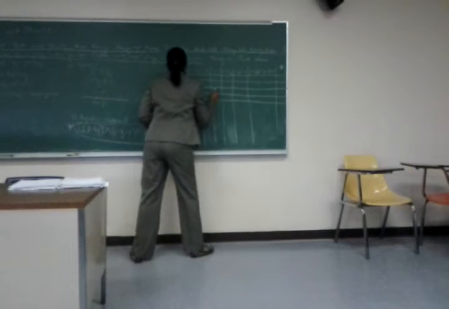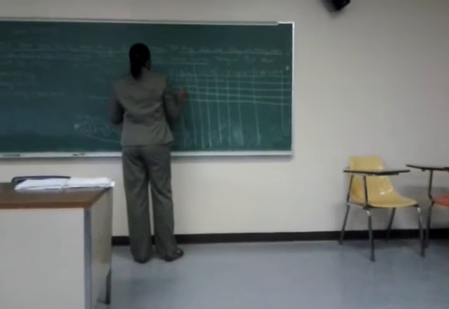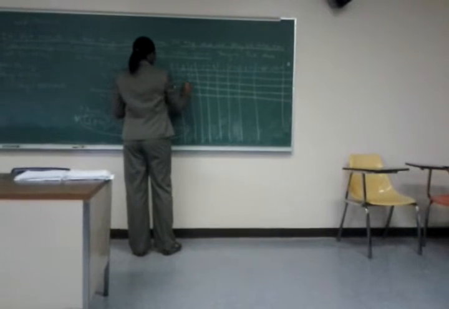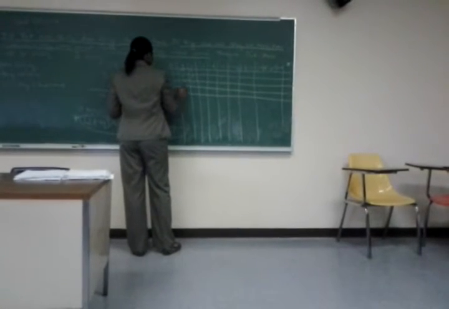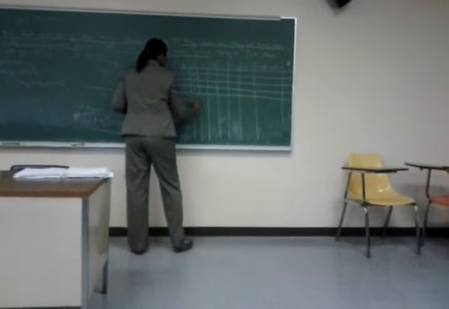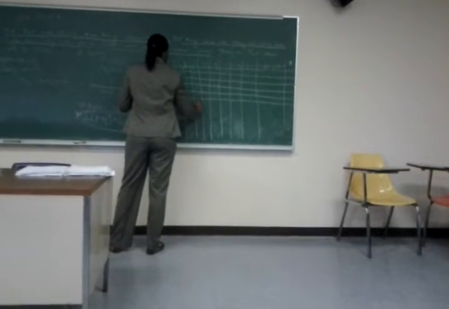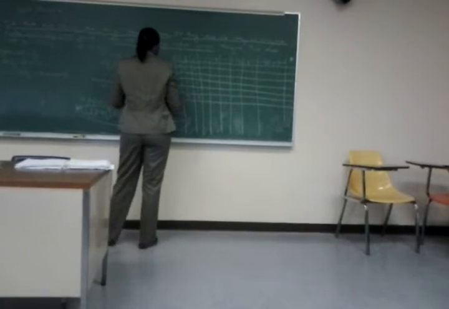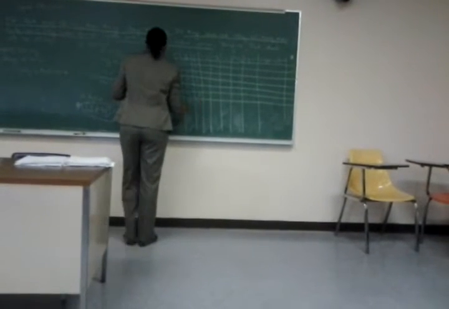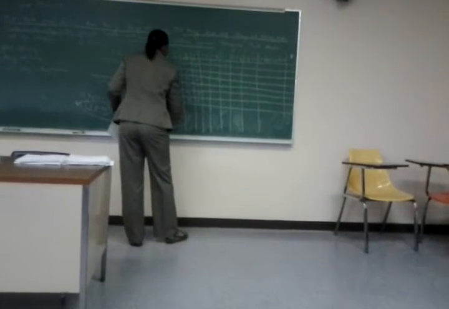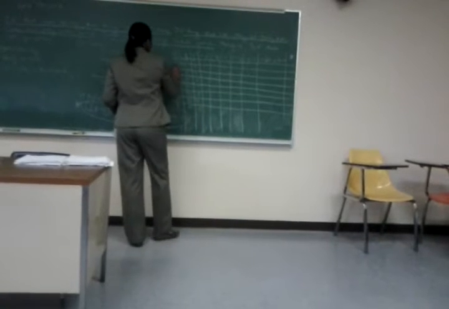True, true, true, going across. True, true, false. True, false, true. True, false, false. False, true, true. False, true, false. False, false, true. And then false, false, false. 1, 2, 3, 4, 5, 6, 7, 8. All right.